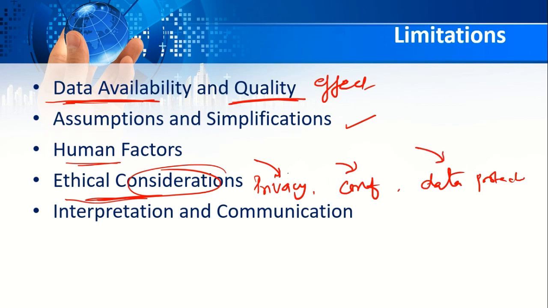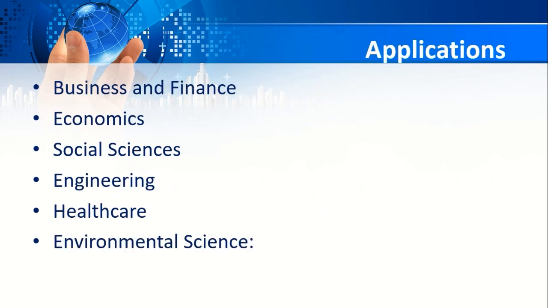Right? And finally, a note on interpretation and communication. Quantitative analysis often produces numerical outputs that require interpretation and communication to the stakeholders. So presenting statistical findings in a clear and meaningful way can be challenging. And thus misinterpretation of the results may lead to inappropriate decisions. So interpretation also has to be kept in mind, right?